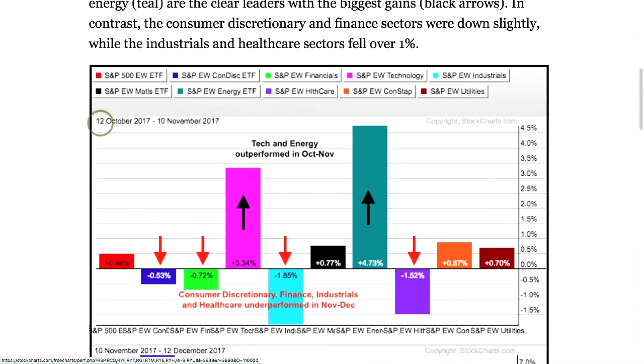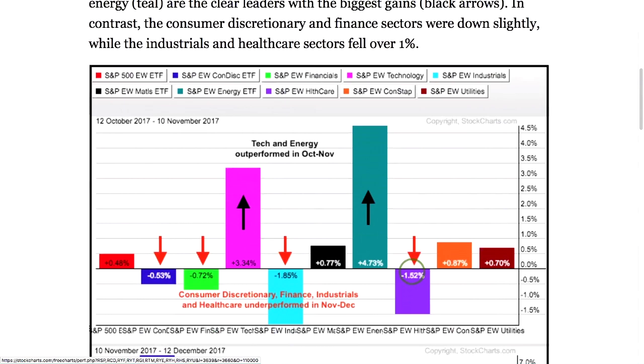So here's sector performance from the 12th of October to the 10th of November. 22 trading days are a month. And you can see consumer discretionary was weak, finance was weak, technology strong, energy strong, industrials weak, and the purple one would be healthcare weak.